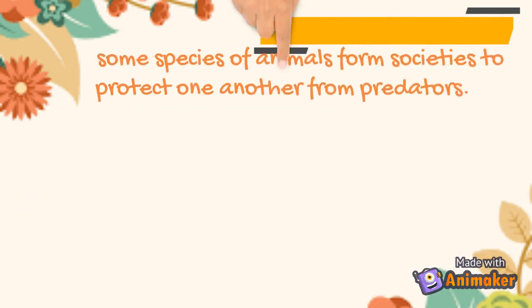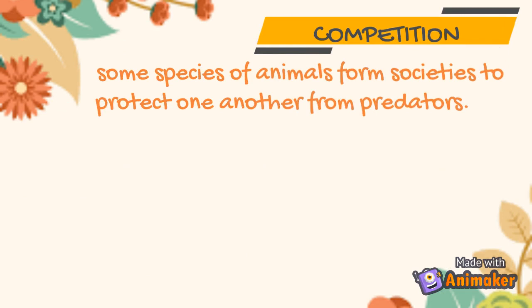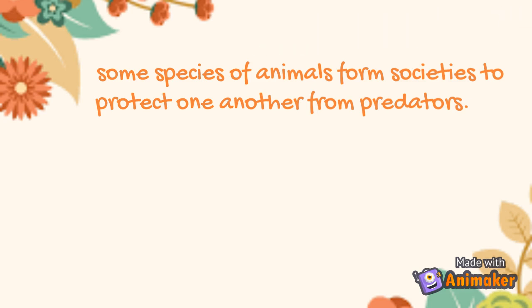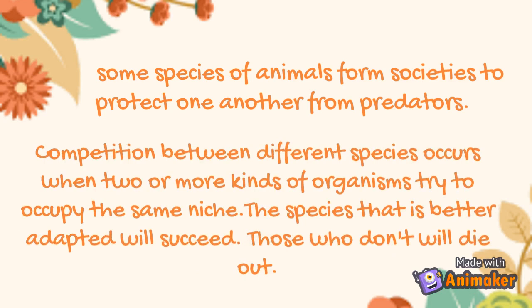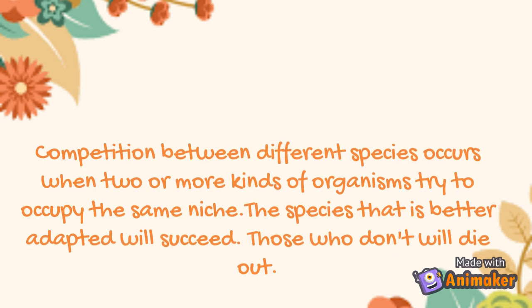Some species of animals form societies to protect one another from predators. Food, space and other factors, however, become limited as the animals increase in number. Therefore, organisms compete with one another to get the things they need. Competition between different species occurs when two or more kinds of organisms try to occupy the same niche. The species that is better adapted will succeed. Those who don't may die out.